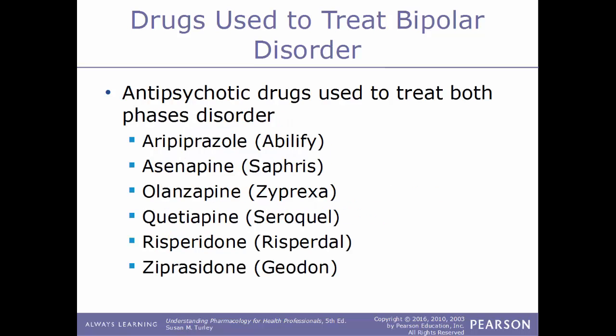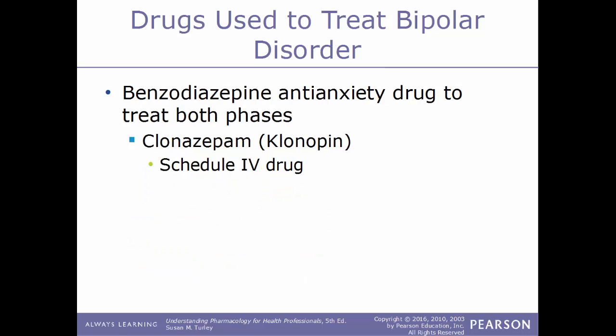All right, some examples of the antipsychotics: they're used to treat both phases: aripiprazole, also known by the name Abilify; asenapine, also known by the trade name Saphris; olanzapine, also known by the name Zyprexa; quetiapine, also known by its trade name Seroquel; risperidone, also known by its trade name Risperdal; and ziprasidone, known by its trade name Geodon. Some examples of a benzodiazepine anti-anxiety drug that treats both phases: clonazepam, also known by its trade name Klonopin, and this is a Schedule IV drug.